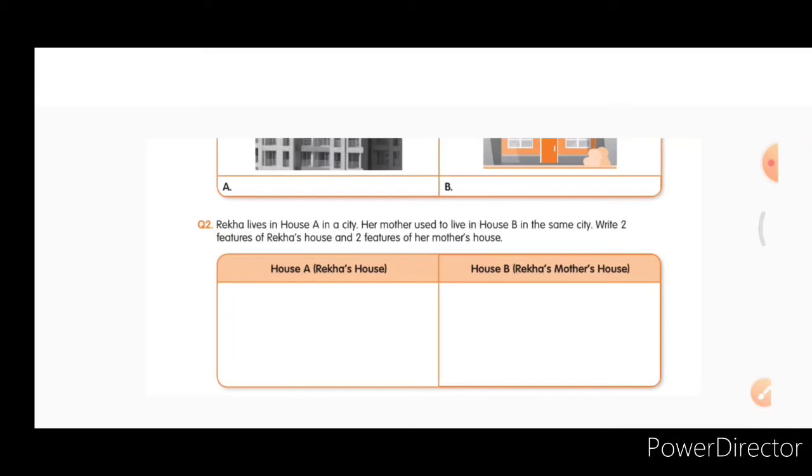Because Rekha at present is living in the city, Rekha's house is an apartment. You can write about the apartment. And house B, where Rekha's mother used to live in the past, might have been a bungalow. So, once again you are going to write the differences between a multi-story building and a bungalow. House A had many levels in the building and a small family could live in house A. In the house B box you can write there were many rooms in house B and all the rooms were on the ground floor.